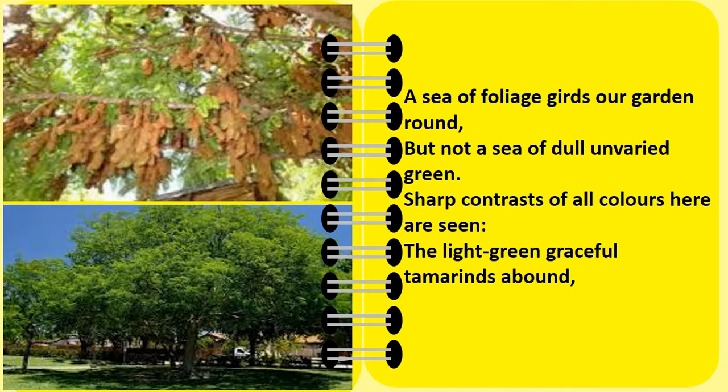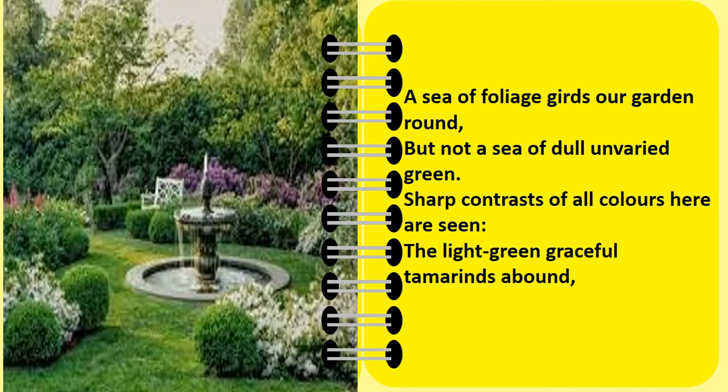But not a sea of dull unvaried green. She says it is not just dull green everywhere. It is not unvaried. Unvaried means same color. Varied means different color. So she says it is not the same green color, but we have sharp contrasts. Contrast means exact opposites. If here it is black and here this is white, these are contrasts. Again, black and yellow are contrasts. Like that, even in greens we have different contrasts. That is what she's telling here.